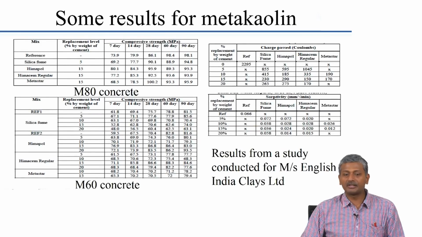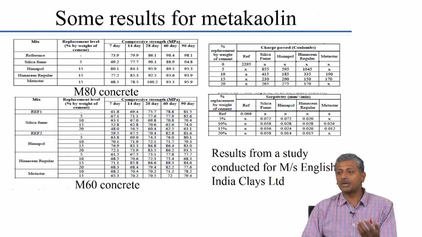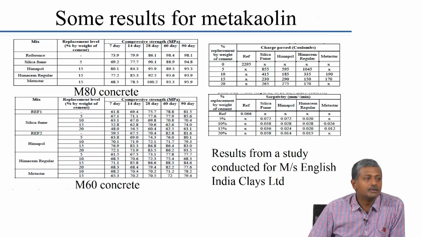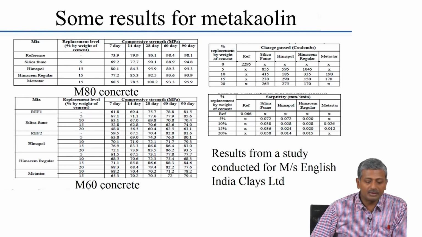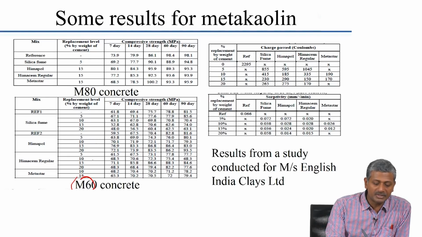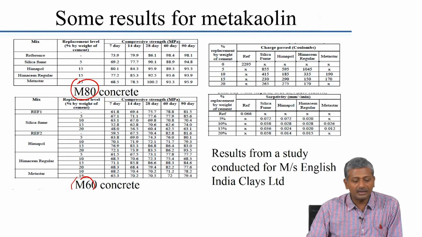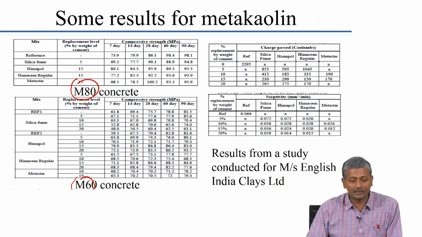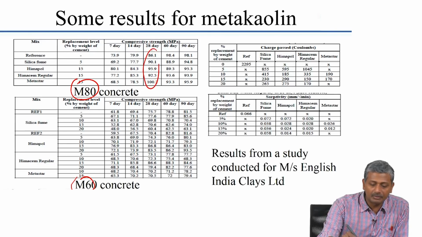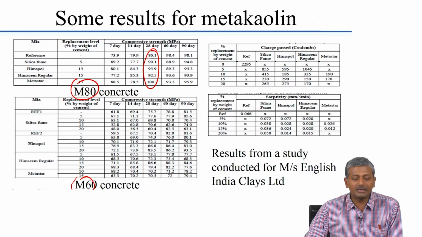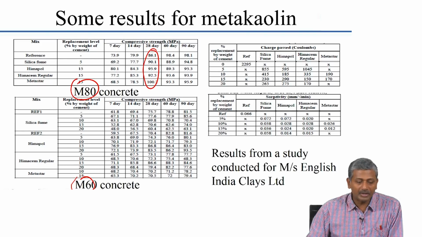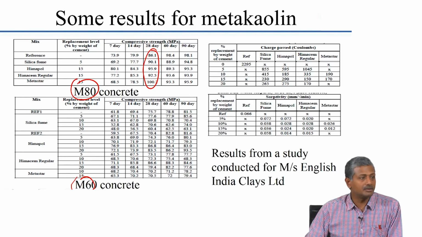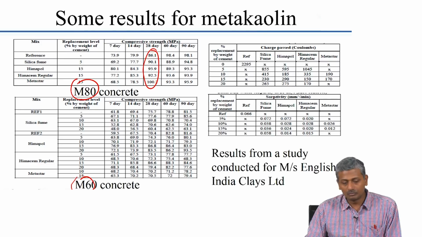Some results have been presented here of metakaolin. So, here this was based on some projects that we had done for a company that produces different grades of metakaolin, and we were trying to help them evaluate the best product for commercial use in the market. So, here we made M60 grade and M80 grade concrete at different levels of replacement of cement with silica fume and different brands of metakaolin. And again you can see that mostly the performance of metakaolin and silica fume is more or less similar, marginally better than the reference concrete which does not have any silica fume or metakaolin, but more or less quite similar.